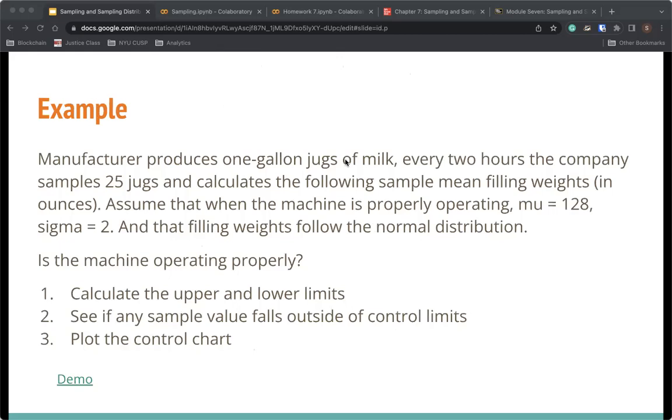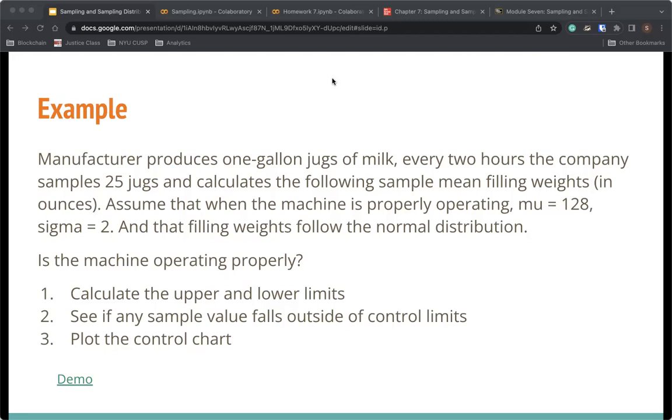So we'll go through an example of this. Let's say a manufacturer produces 1 gallon jugs of milk. Every 2 hours, the company samples 25 jugs and calculates the following sample mean filling weights. This is in ounces. Assume that when the machine is properly operating, the mean, or mu, is 128 ounces and the sigma, or standard deviation, is 2. And assume that filling weights follow the normal distribution.